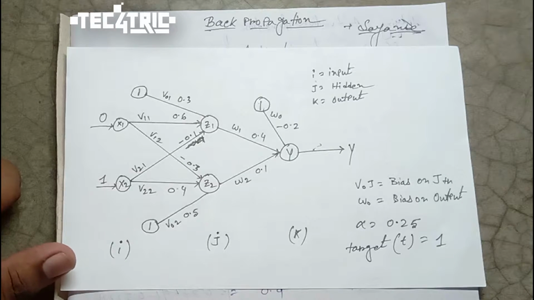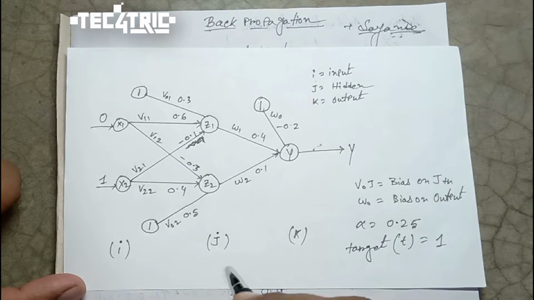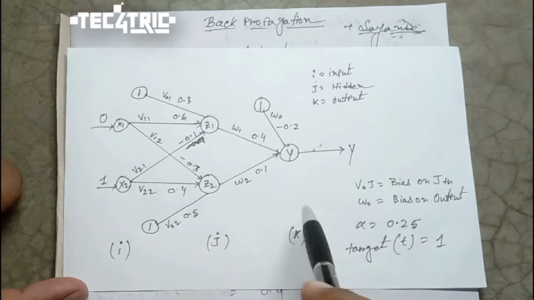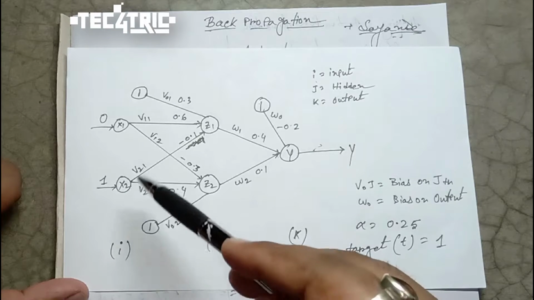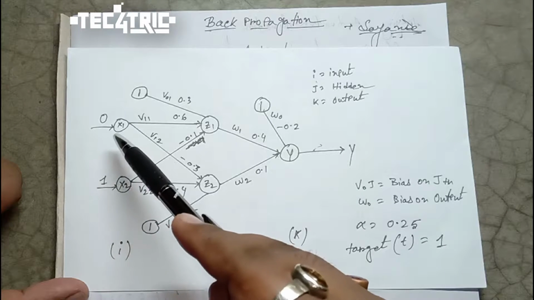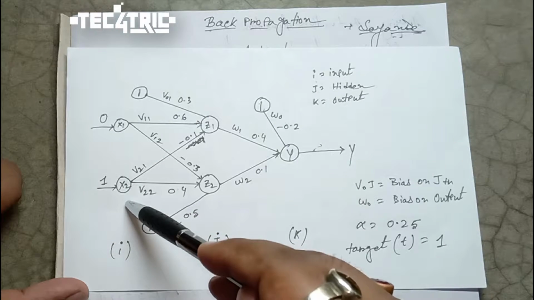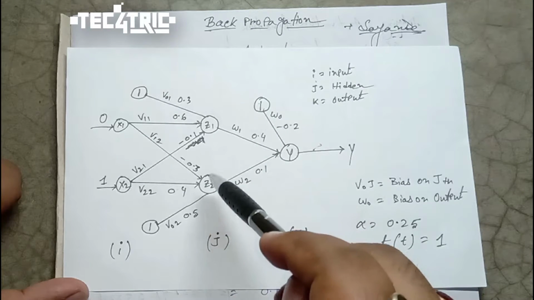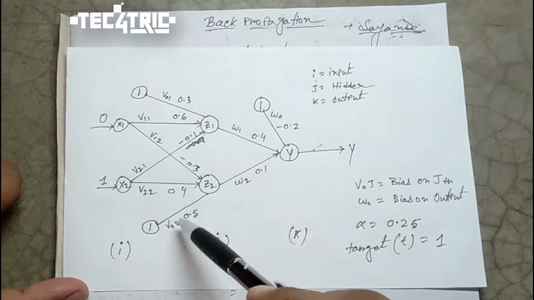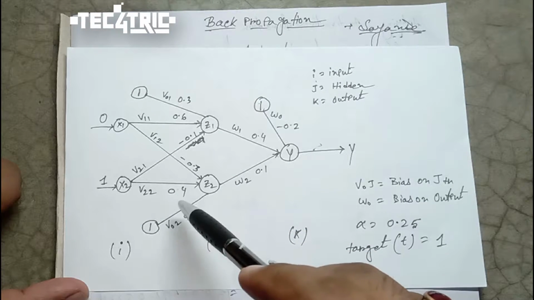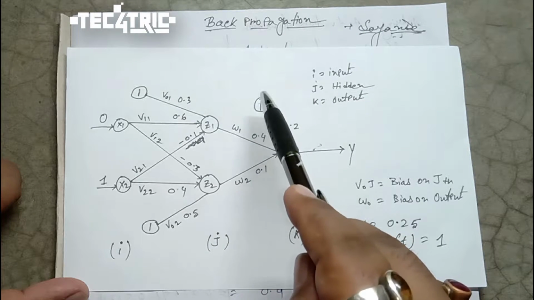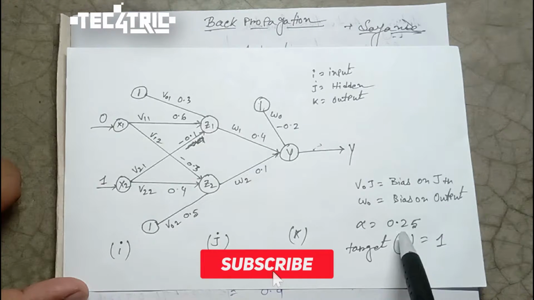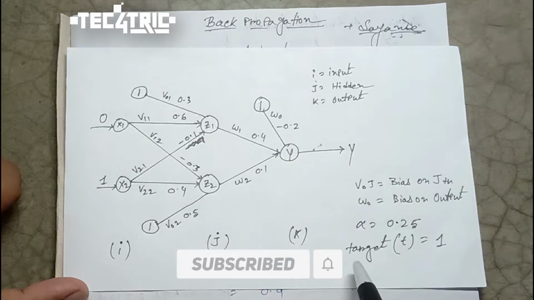So we have a question like this. This is a simple neural network where we have an input layer I, a hidden layer J and an output layer K. We have two inputs, 0 and 1. So 0 is for x1 and 1 for x2, and z1, z2 are the hidden layers and y is the output layer. Here v01 and v02 are the biases on the hidden layer and w0 is the bias on the output layer. We have the learning rate alpha as 0.25 and the target is 1.